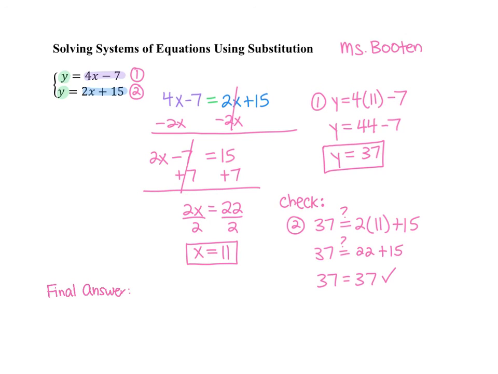For our final answer, we want to make sure we write it as a coordinate point because that's where these two linear equations would intersect on a graph. So x comes first, so the point is 11, 37. That's how we write our final answer. And remember, if we want to use fancy math notation, we can put it in solution sets to show that that's our solution. So that is our final answer.